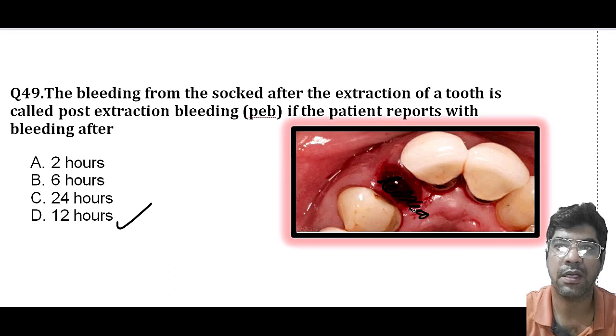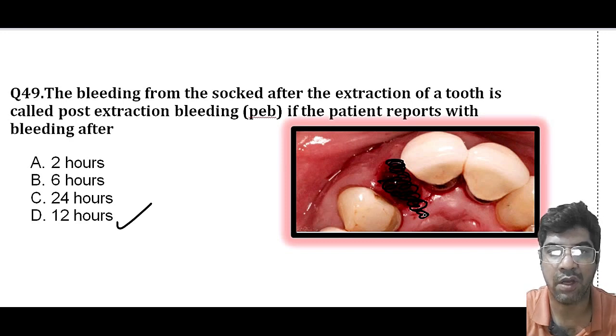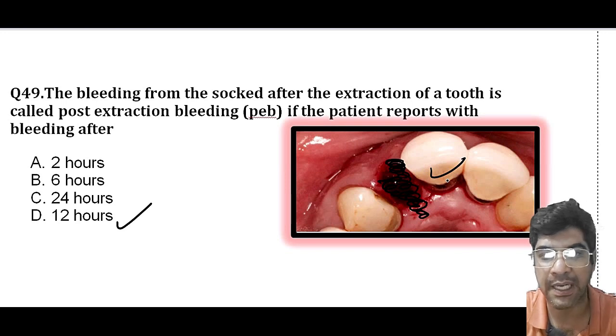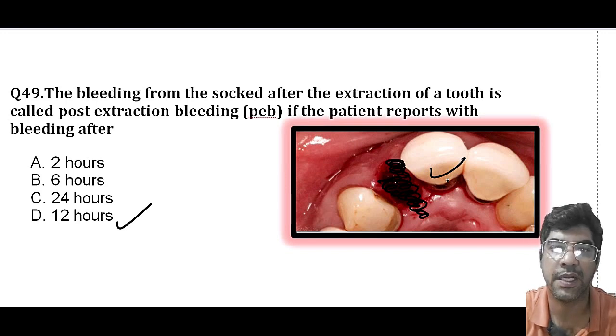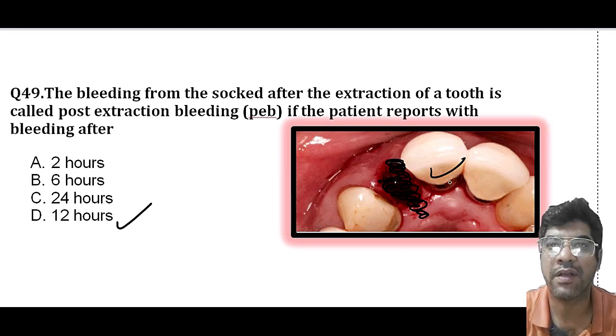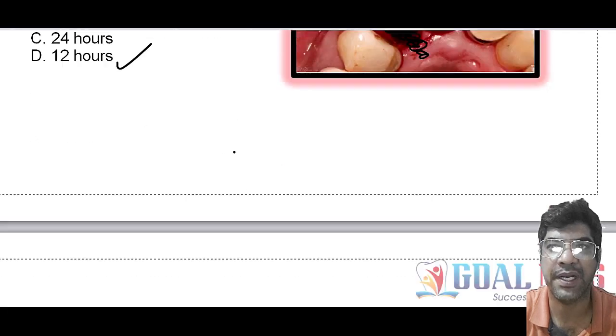Suppose the blood clot gets dislodged, that could lead to bleeding. Infection or inflammation in the socket can delay the healing and result in persistent bleeding. Medications like anticoagulants and antiplatelet drugs can affect blood clotting, and they can increase the risk of bleeding. Trauma or excessive force can also cause post-extraction bleeding.